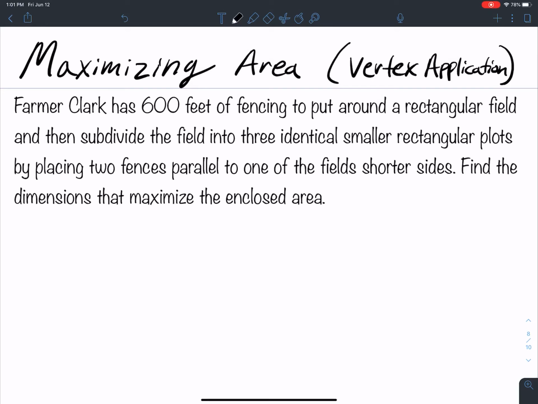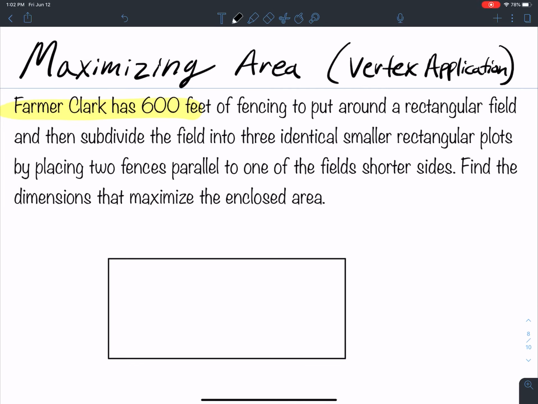So here we're going to do a vertex application problem. We're maximizing area. Farmer Clark here has 600 feet of fencing to put around a rectangular field. So I'm going to draw a rectangular field.